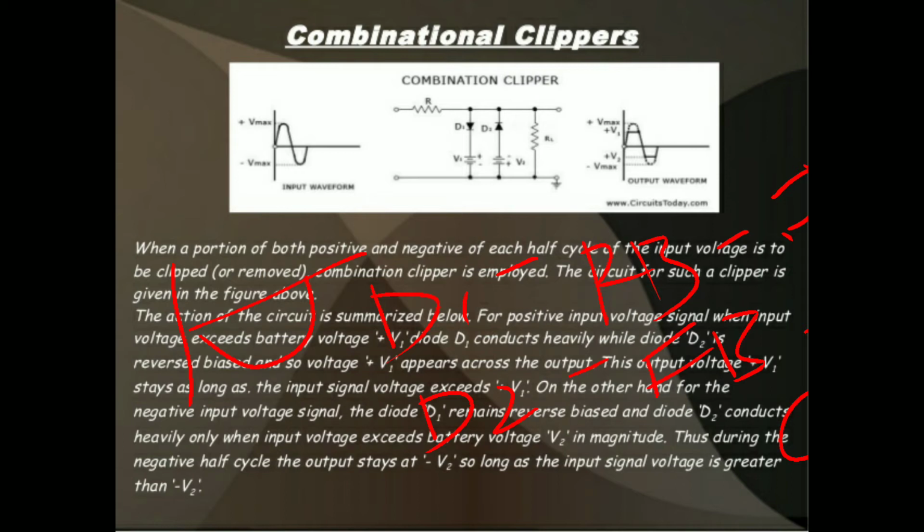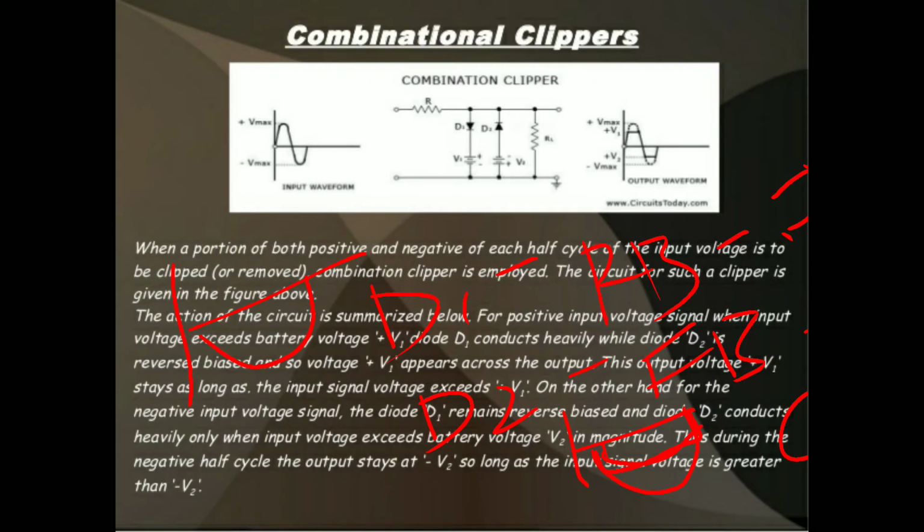Here the reference voltage will be fixed at the VR2 voltage. That voltage only will appear at the output side. So the output will be like this. Suppose this is the input. Output is like this. Only the reference voltage will appear at the output.